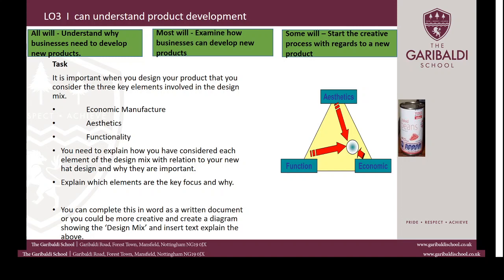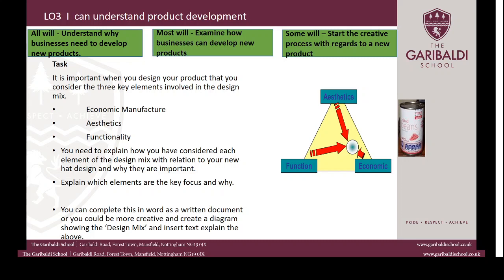Now, there are a couple of ways that you could do this task. You could do it as a very simple, straightforward Word document where you look at all three elements, you talk about each one, and then you write a couple of paragraphs underneath which explain which are the most important elements and why. And that would be absolutely fine.